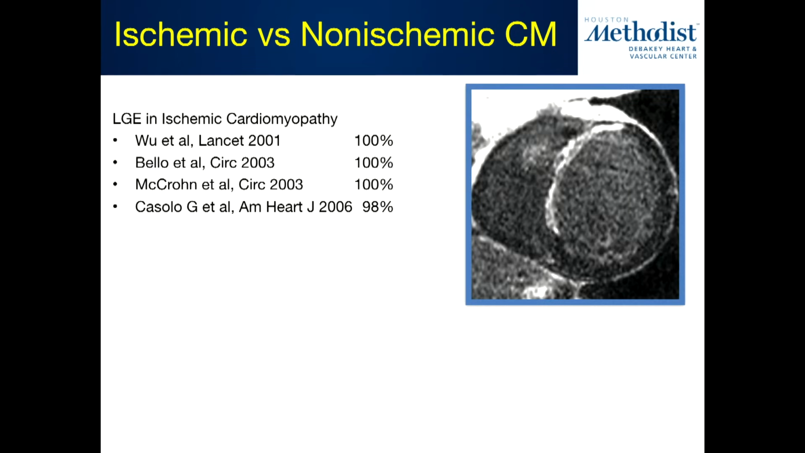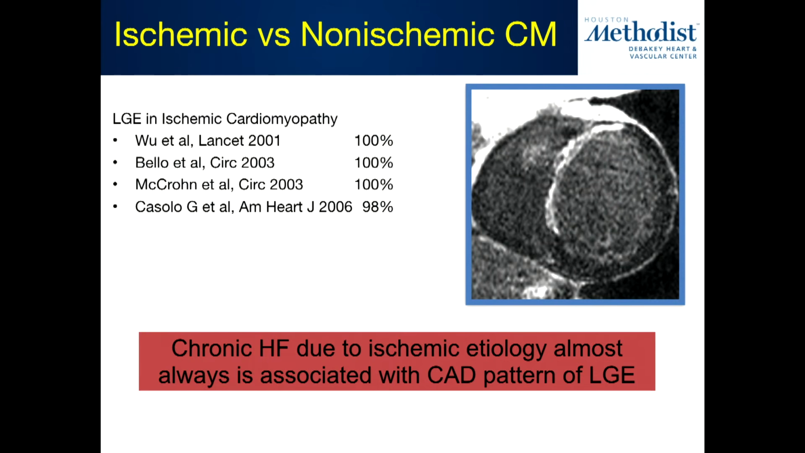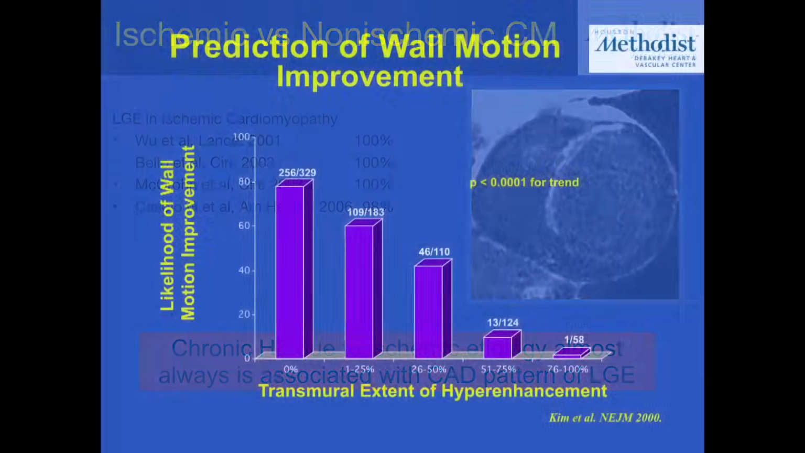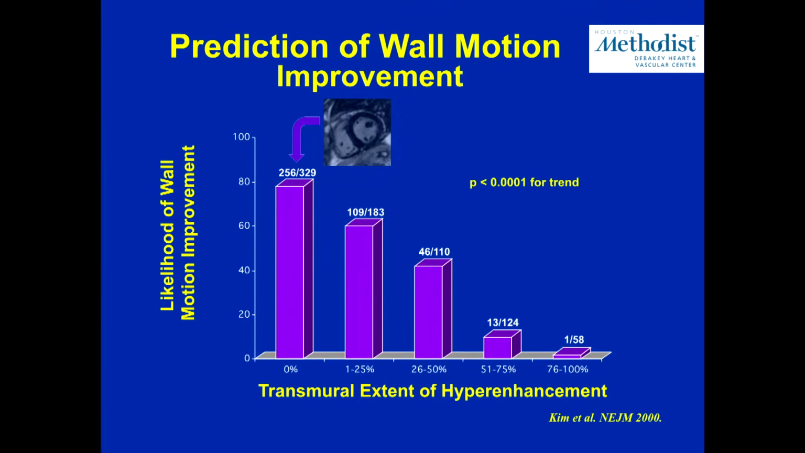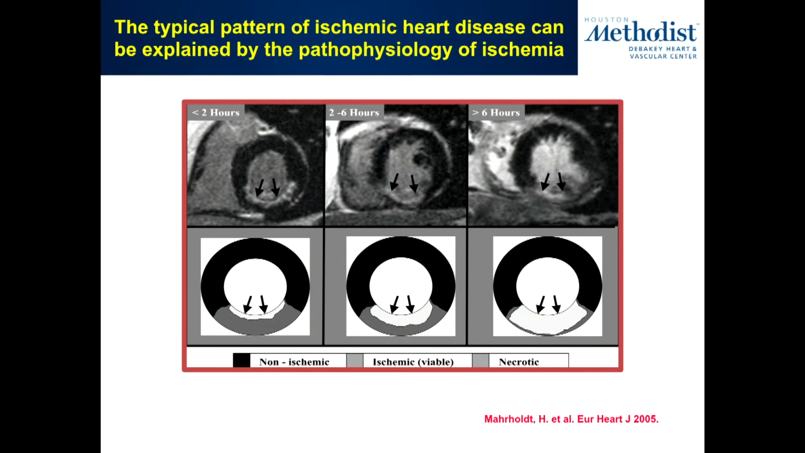So there are several studies that have looked at this and found, in fact, that almost always in the setting of ischemic heart disease that's chronic in nature, you're going to have LGE. So it's very rare to have ischemic cardiomyopathy without having at least some evidence of myocardial infarction. Obviously, we talked already about the fact that in ischemic patients, we use this information to help predict likelihood of functional improvement. But what about in the non-ischemic patients?